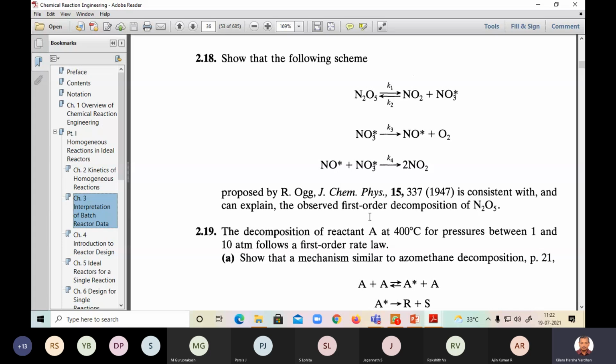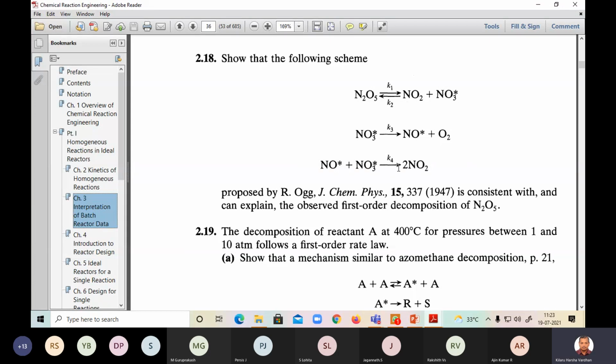That is, the disappearance is minus R N2O5 is some constant into N2O5, that is the concentration of N2O5. That is the first order. So how can we get this? This is a chain mechanism, because intermediates are formed. That intermediate is giving you one more intermediate. So initiation, propagation, and termination.